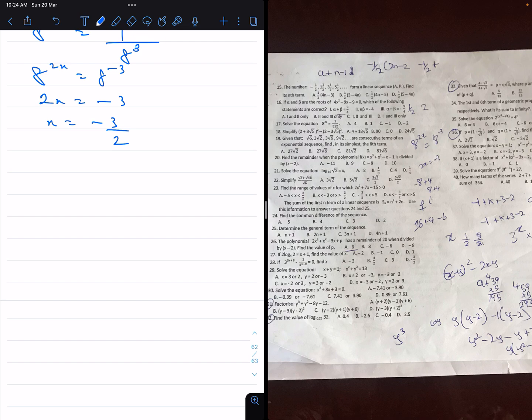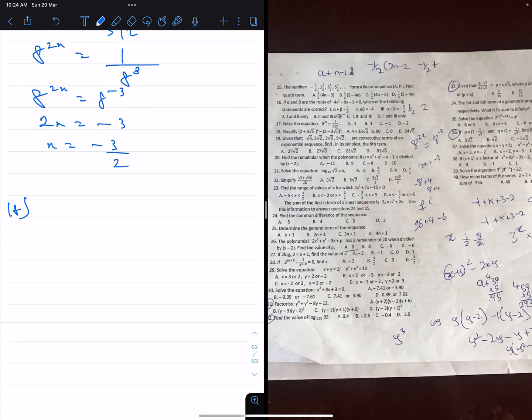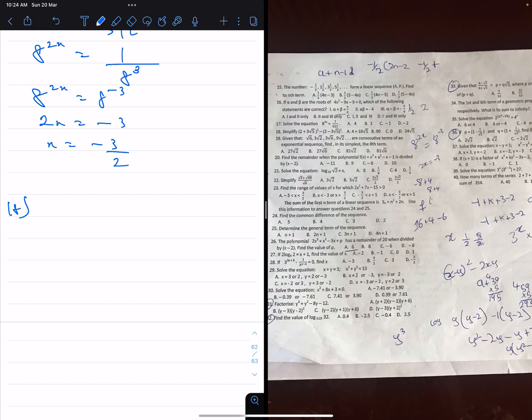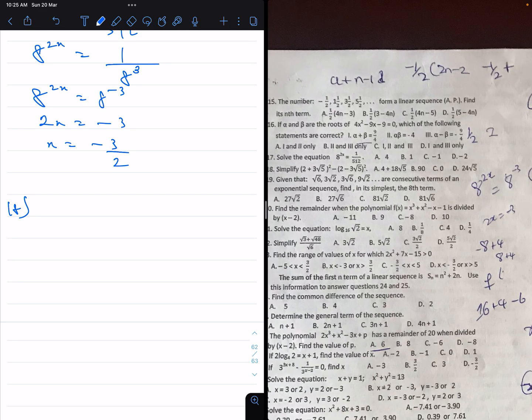Let's finish this number 18. It's long, so let's get to 20, please, so that we know that we have done another thing. Find the remainder when the polynomial, number 19, given that root 6, 3 root 18. Simplify. Don't zoom in too much. It's not easy to see.